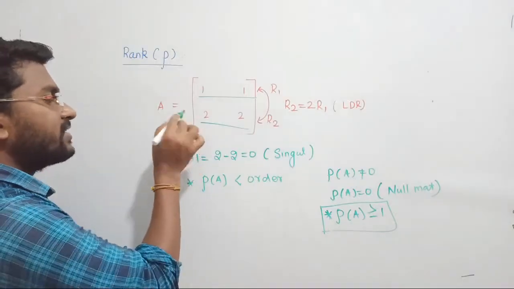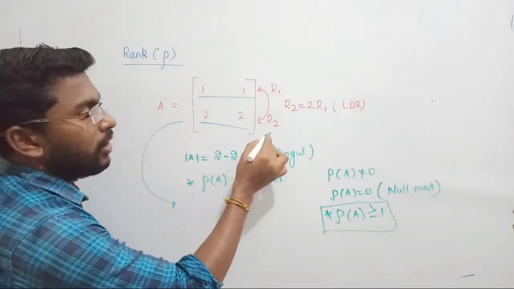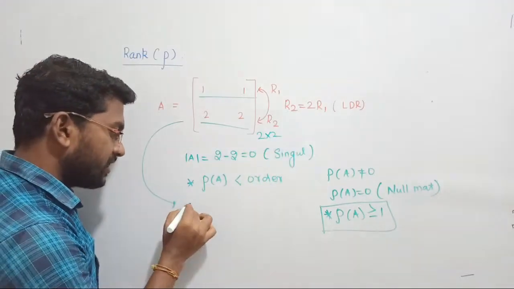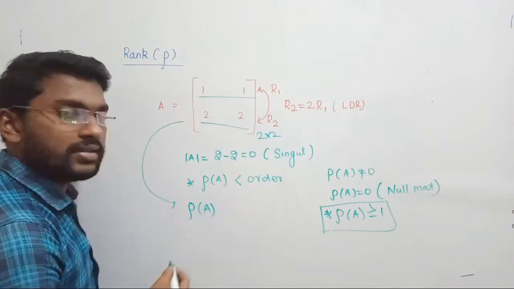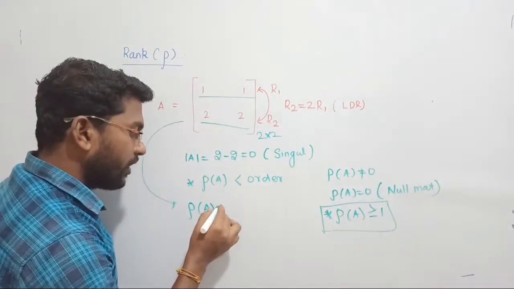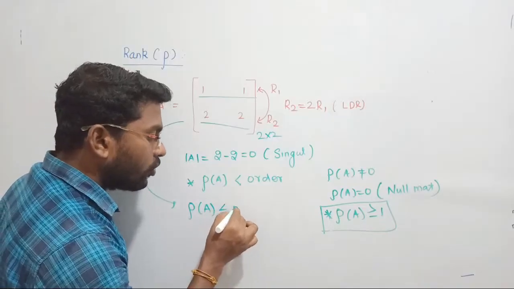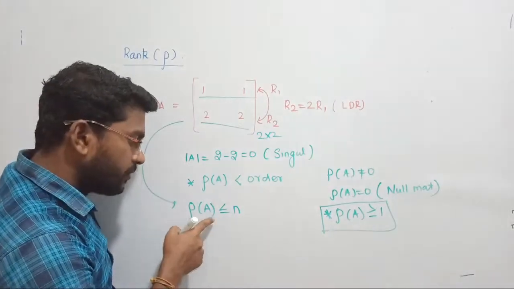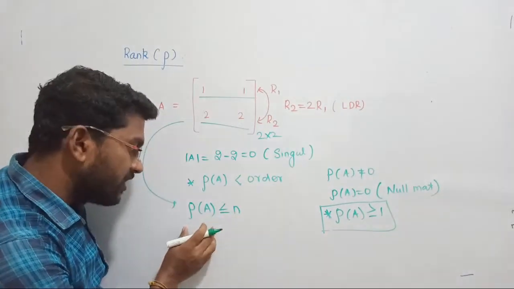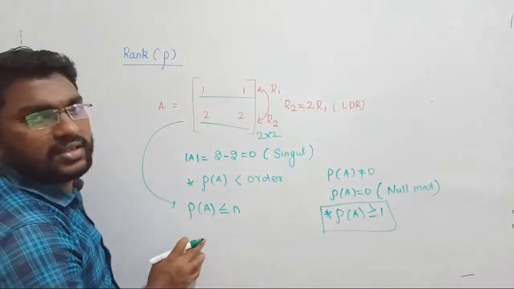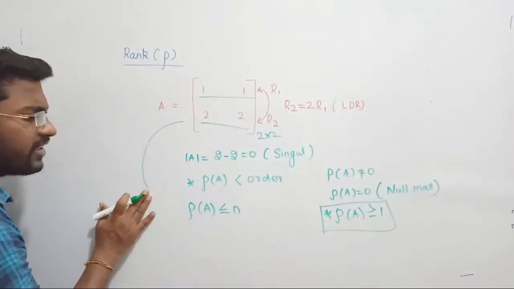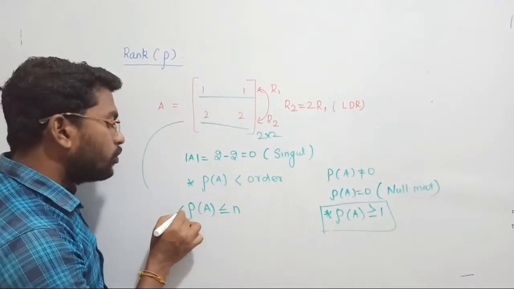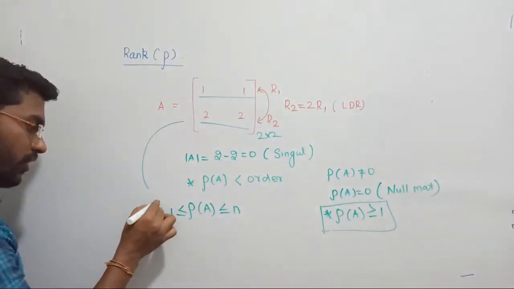So for this matrix, what can come? The order of the matrix is 2 cross 2, right? So for a square matrix in general, the rank may be equal to the order of the matrix, or it might be less than the order of the matrix. But it cannot be equal to 0. Less than the order of the matrix means it can go down to 1. Do you agree with me, right?